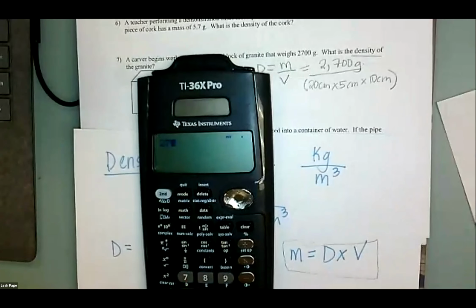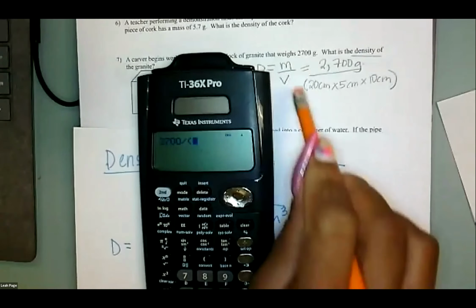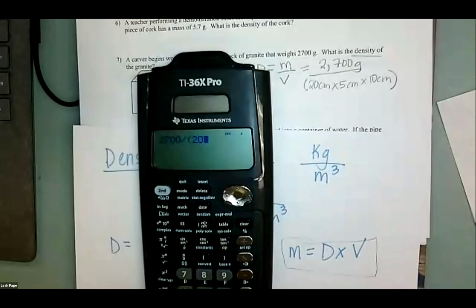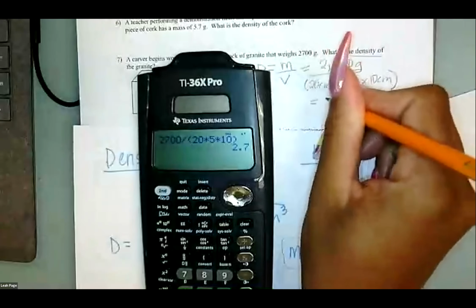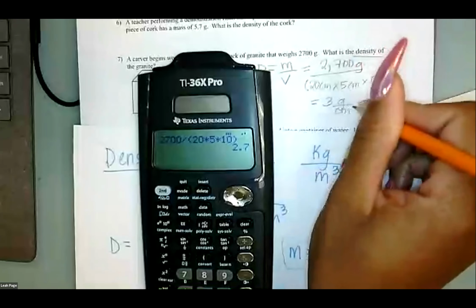So 2,700 divided by open parentheses. You have to make sure you do your open parentheses and close parentheses in a division problem like this. 20 times 5 times 10, close parentheses. We get 2.7. What is this number rounded to 1 sig fig? 3. So 3 grams per centimeter cubed.